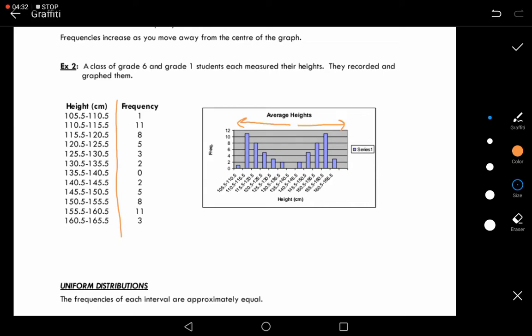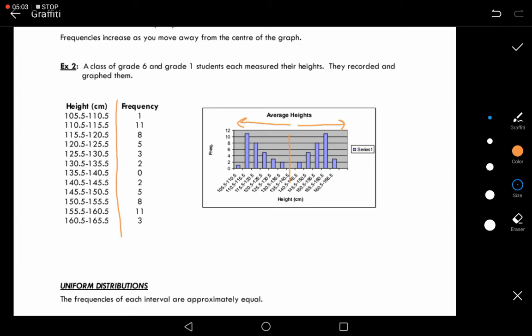So we can see that on the left-hand side of this graph, most students were at the very start, right? So most students were 110.5 to 115.5 centimeters, okay? But if we go and look on the right-hand side of the graph, we can see that a lot of the students were also 155.5 to 160.5 centimeters. And again, this makes sense, right?